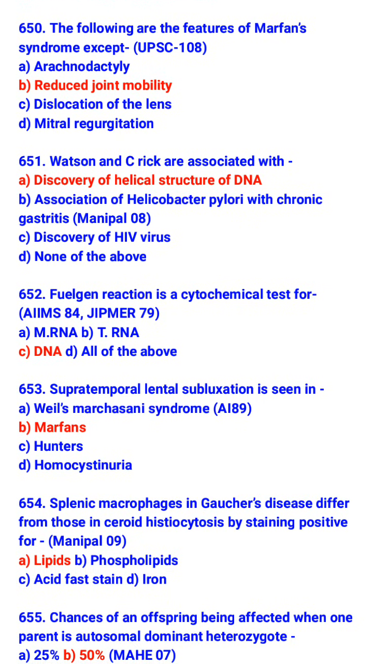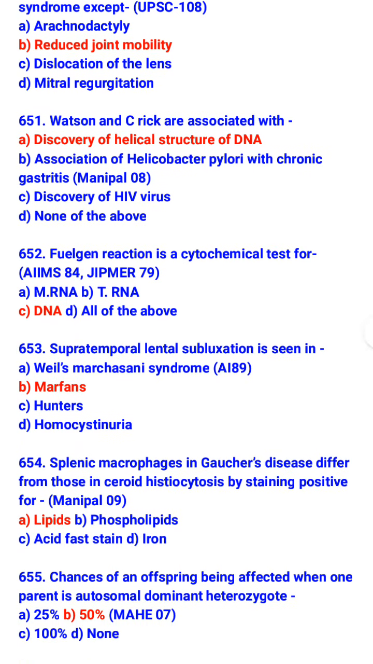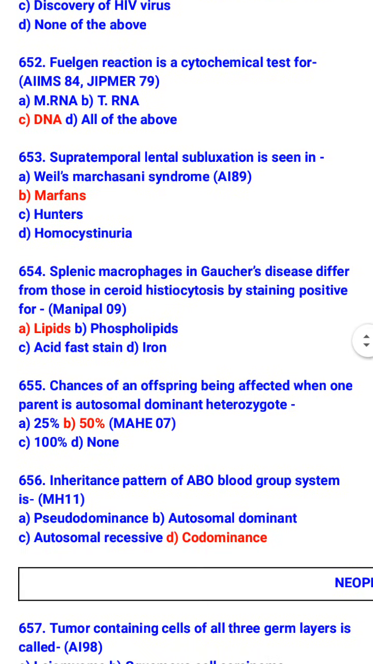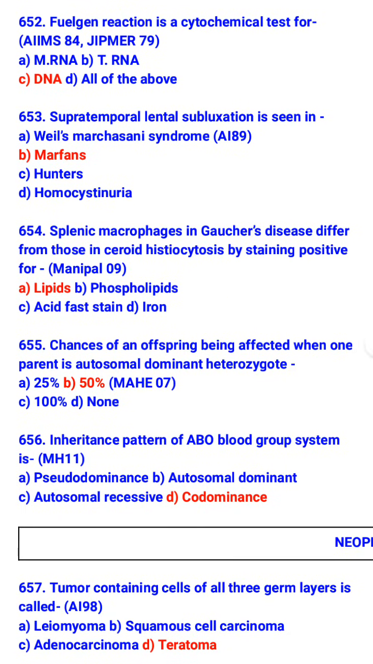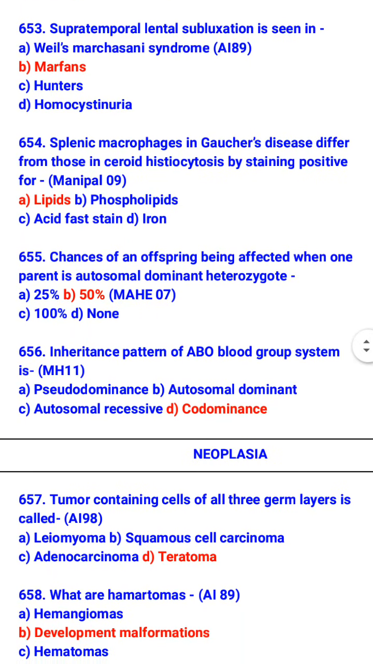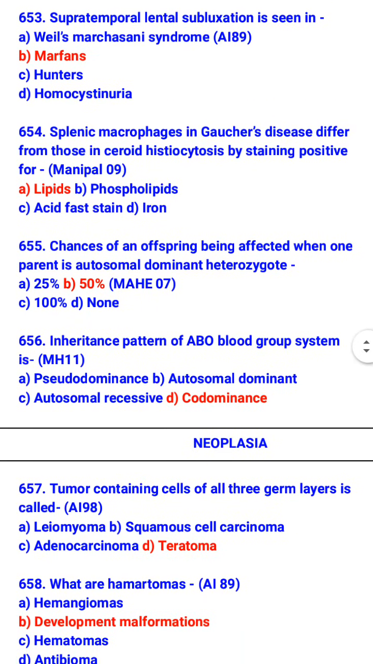Feulgen reaction is a cytochemical test for DNA. Supratemporal lens subluxation is seen in Marfan syndrome. Splenic macrophages in Gaucher disease differ from those in ceroid histiocytosis by staining positive for lipids. Chances of an offspring being affected when one parent is an autosomal dominant heterozygote is 50%. Inheritance pattern of ABO blood group system is codominance.